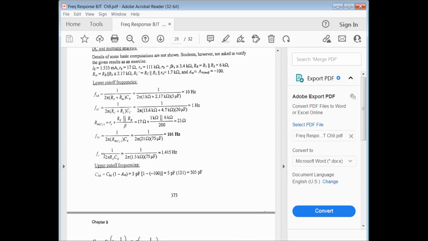Right here, there is what's called a zero associated with this C sub E capacitance also, and RE.